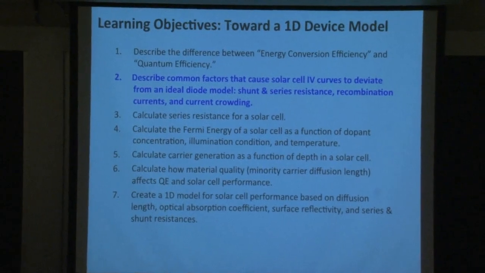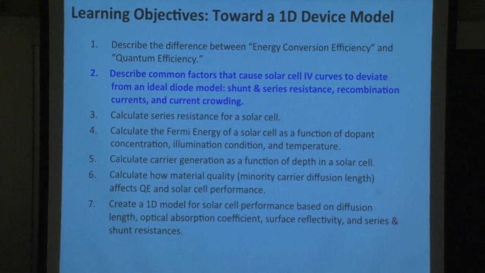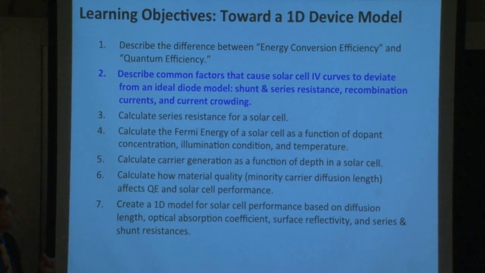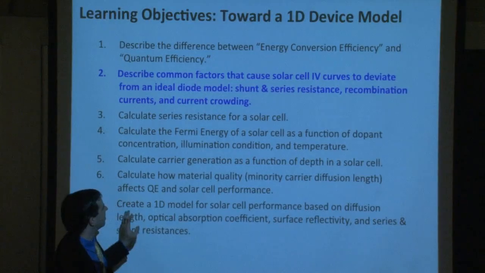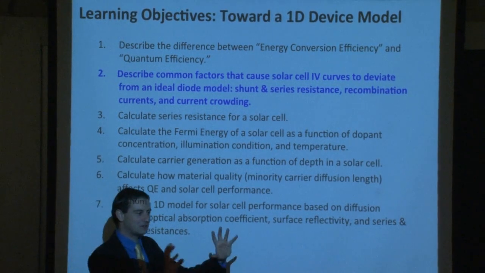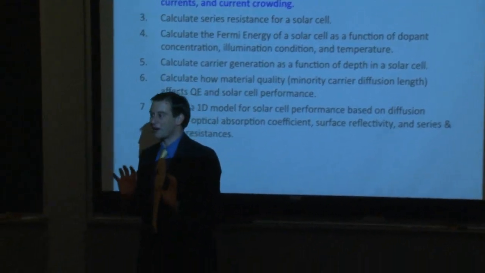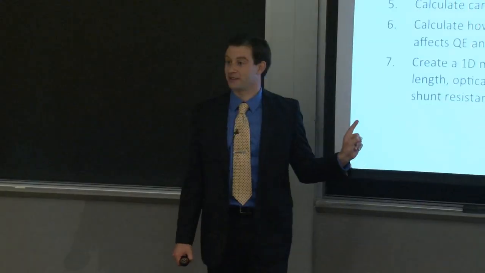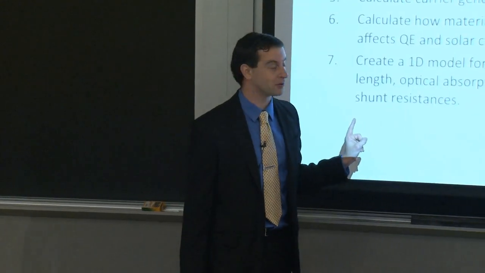What we're going to do now is dive into some of the common factors that cause solar cell IV curves to deviate from the normal ideal diode model. We're going to talk about shunt and series resistance, recombination currents, maybe we'll get to current crowding, some other effects. Basically, what we're doing now in number 2 is we're beginning to say, OK, now that we understand an ideal diode, now that we have an ideal picture of how our solar cell works, let's bring it down to real life and talk about all the things that can go wrong. Because when you try to make a solar cell in the lab, these are the things that are going to start nipping at your heels, so to speak.